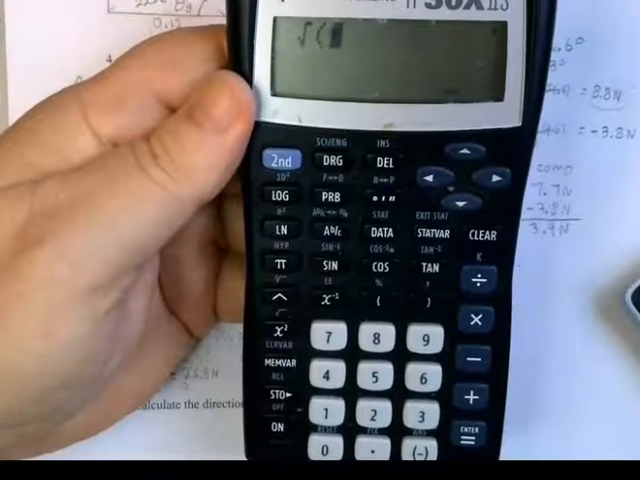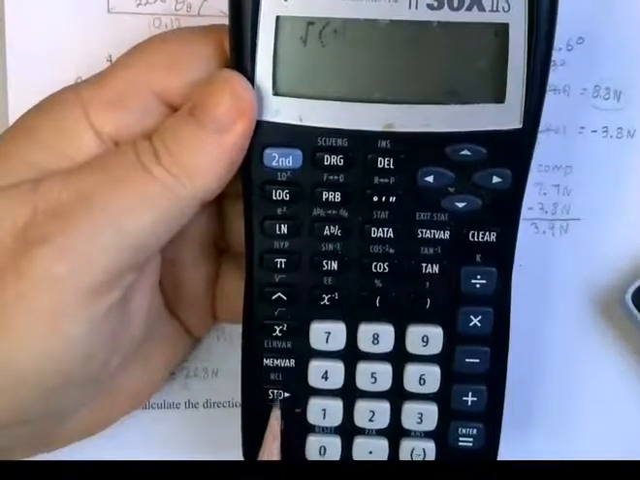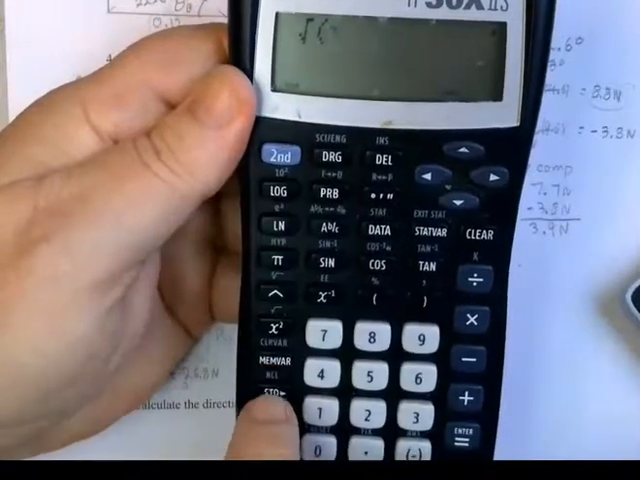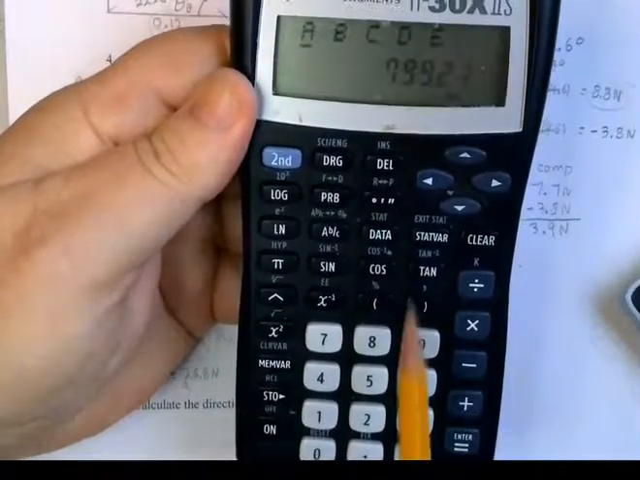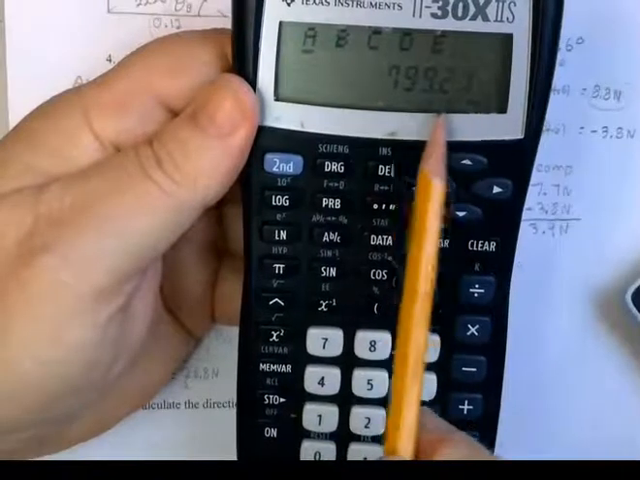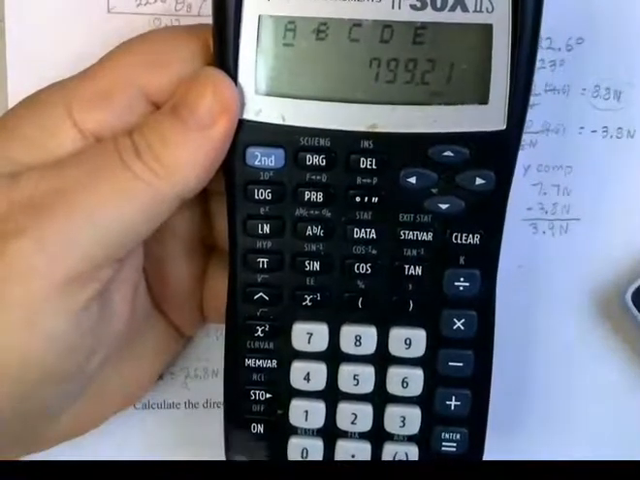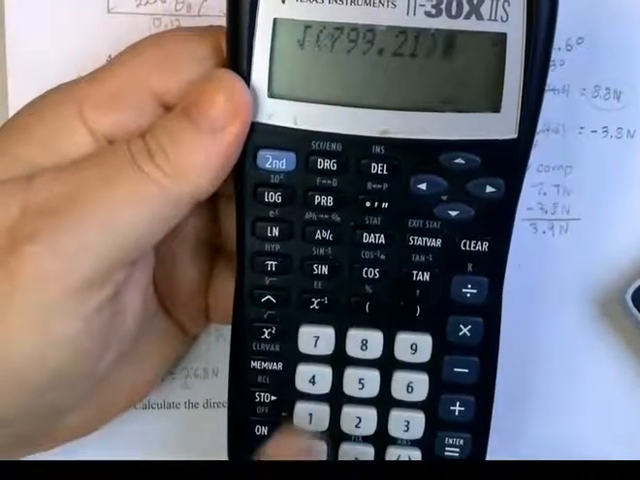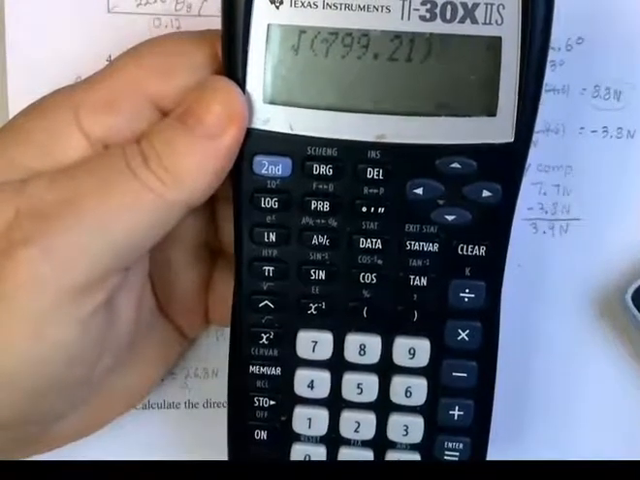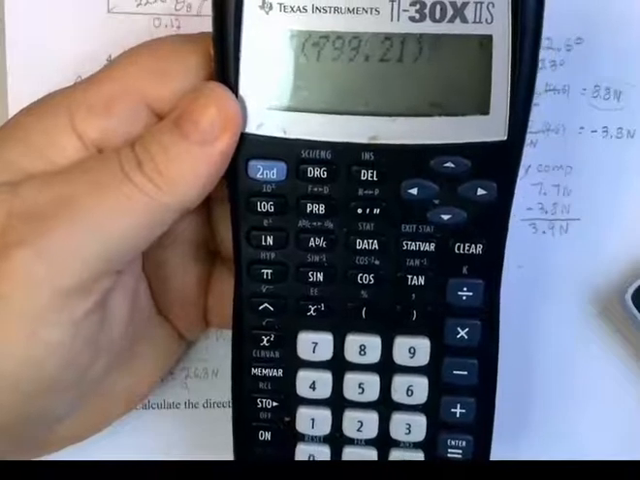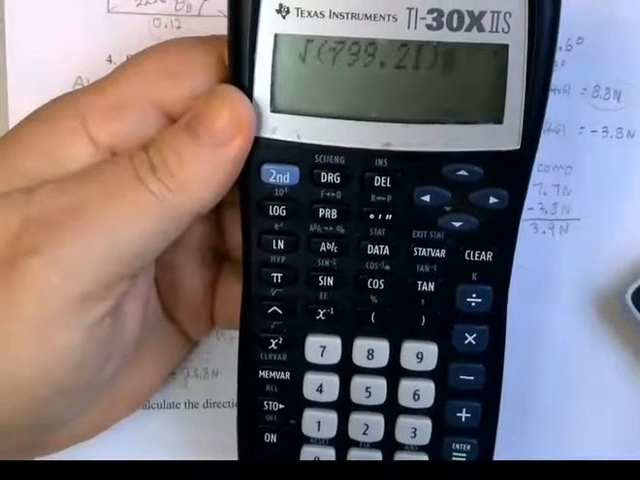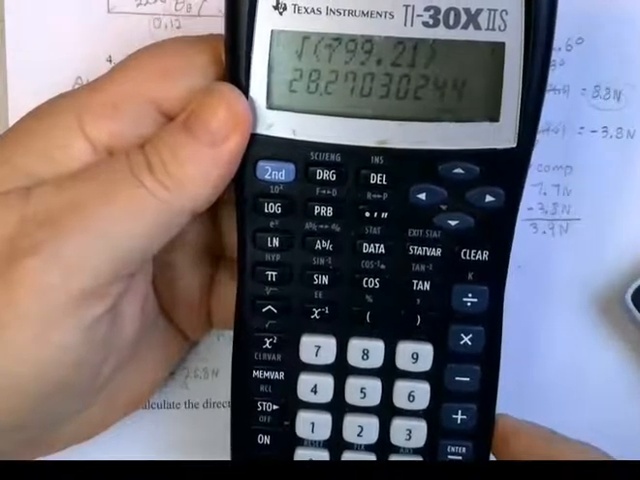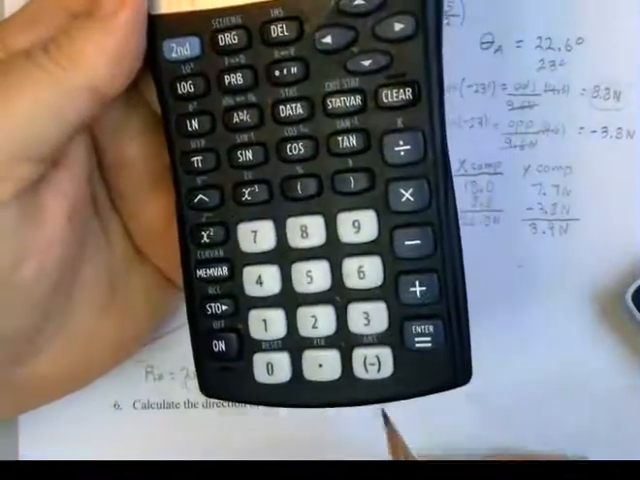Now watch what I do. Above the store is a recall. So I hit second and then store, and that's going to recall memory cell A. And I hit equal. And now I want to close the parenthesis. So that's how you take the square root of a number. You have to put the square root sign up first on a TI-30 and then put the number in, close the parenthesis, and that gives you 28.27. We're going to call it 28.3.